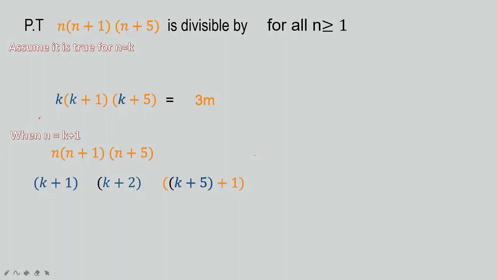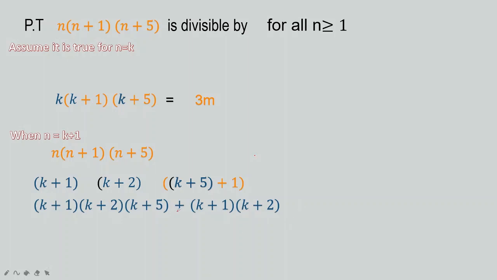Now I'm going to open the terms. These two things I'm going to multiply with this thing, then I'm going to multiply with this thing. So it will be k plus 1 into k plus 2 into k plus 5, plus k plus 1 into k plus 2, because it is multiplied by 1.